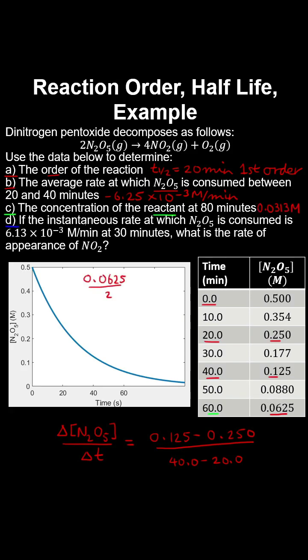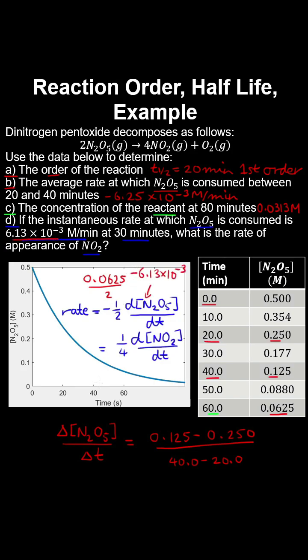Now if the instantaneous rate is given at 30 minutes, what is the rate of appearance of nitrogen dioxide? Well, the rate of the reaction can be written using the stoichiometric coefficients. So if we make this substitution, and negative because the reactant is being consumed, we obtain the following rate of appearance of nitrogen dioxide.